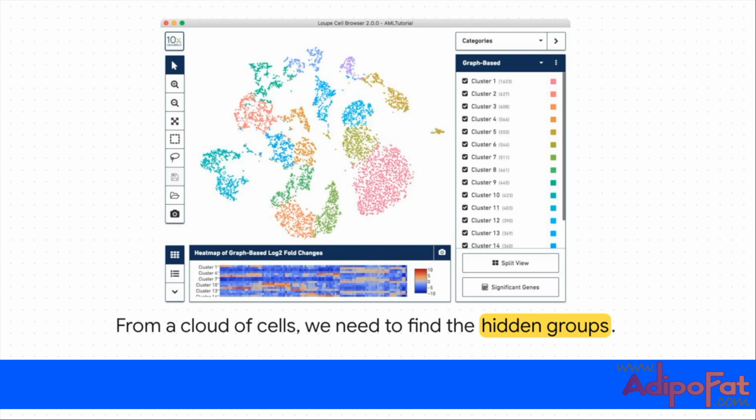And this is what it looks like in practice. A giant, unstructured cloud of dots. Every single one of those dots is a cell, but right now, they're just one big, undifferentiated crowd. Our mission, should we choose to accept it, is to find the hidden structure, the hidden order inside this cloud. You know, the cliques, the communities, the potential cell types just waiting for us to find them.